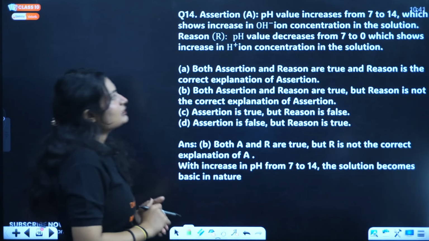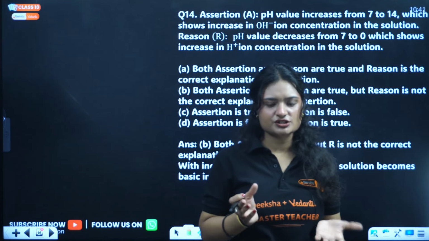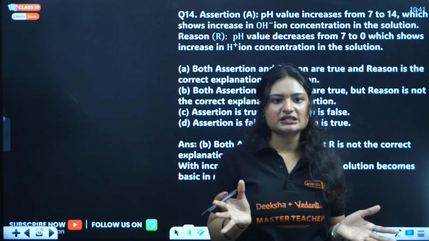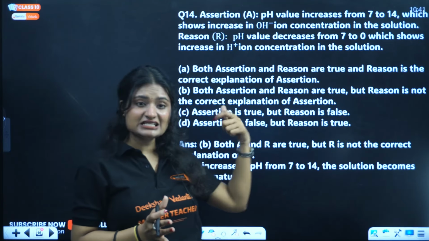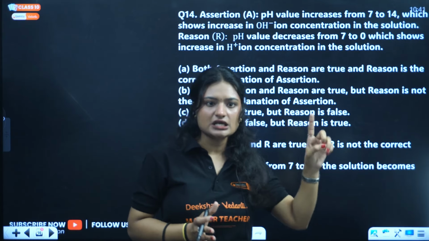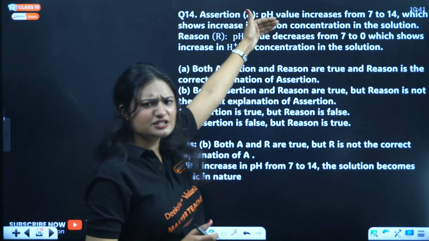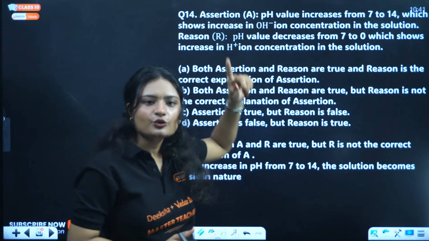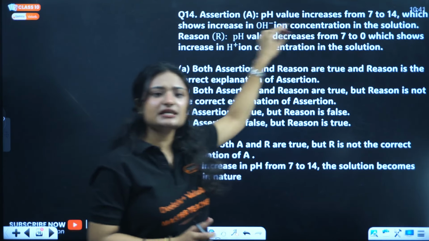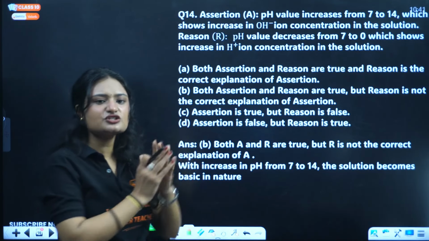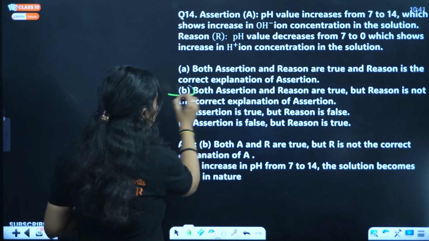Next one, pH value increases from 7 to 14, which shows an increase in OH negative concentration. Okay, hydroxide ion concentration increase. And if the pH value is decreasing from 7 to 0, which shows an increase in hydrogen ion concentration. So see, both assertion and reasoning are true. But is reasoning the correct explanation of assertion? No, because in assertion we are talking about a base, in reasoning we are talking about an acid, which is not related at all. Okay, so both assertion and reasoning are true.